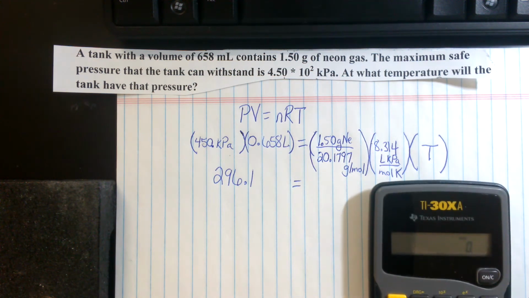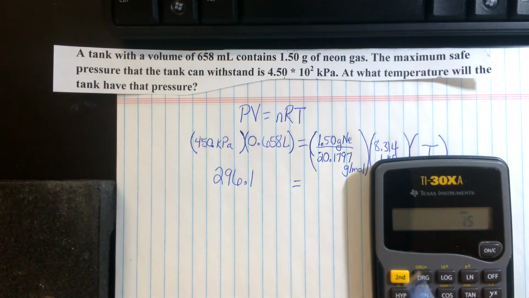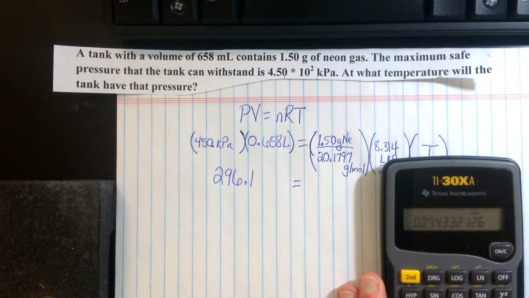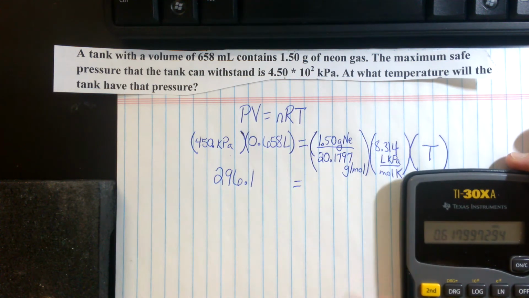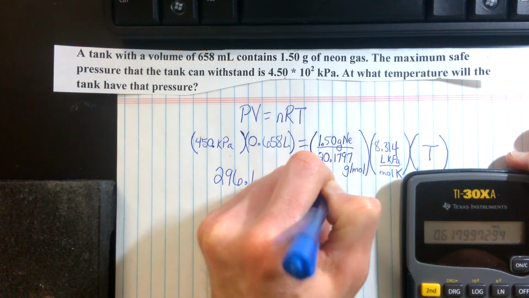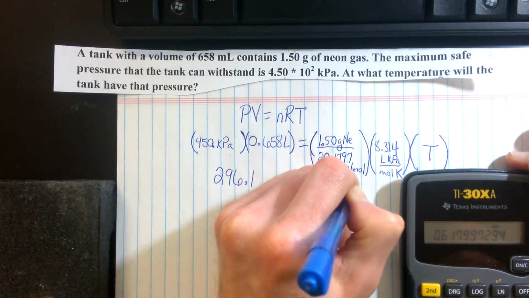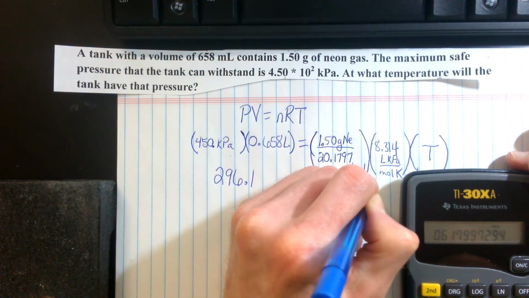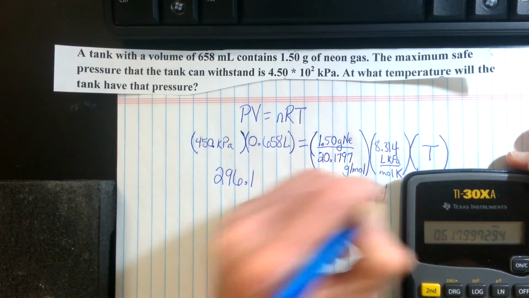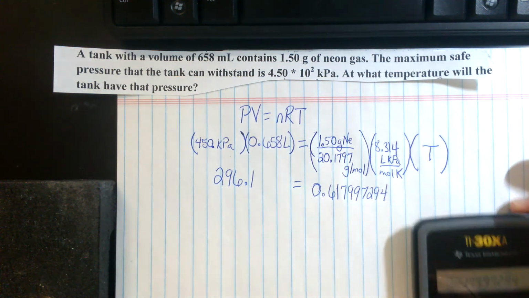So 1.50 divided by 20.1797, that's going to give us our moles. I'm not going to round that off yet because I don't want to double or triple round through this problem, and then times it by 8.314. Okay, so I have 0.617997294, so I've got quite a few extra digits there.